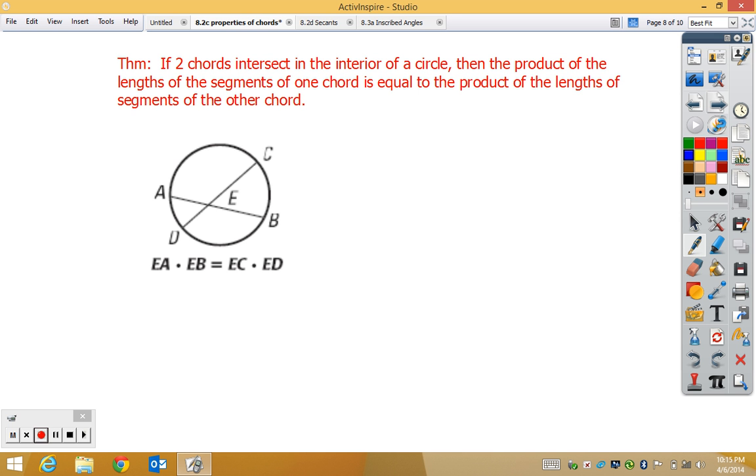Okay, and one last theorem here. If two chords intersect in the interior of a circle, then the product of the lengths of the segments of one chord is equal to the product of the lengths of the segments in the other chord. So if we look at the illustration here, we have chords AB and DC, and they intersect at point E. So EA times EB equals EC times ED.